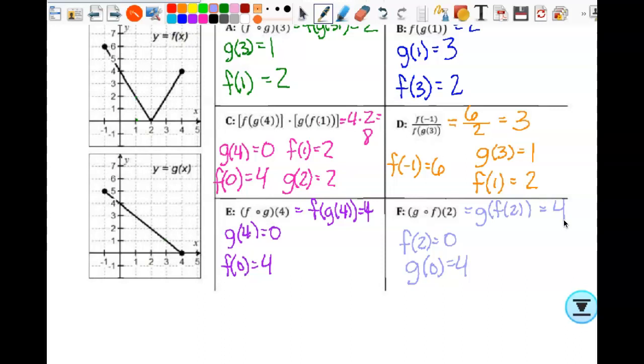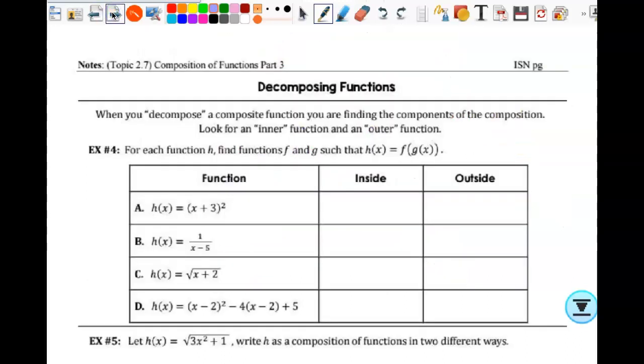All right. Any questions about any of that? We understand how to use all those pieces? Yes? Beautiful. All right. Grab your next piece of paper. This is going on page 66 as well. We're going to look at decomposing functions, okay?